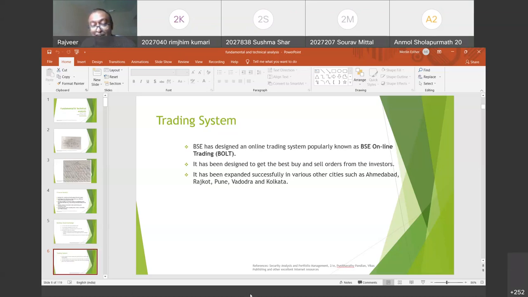On any given day, you take any particular stock, right? So let us look at moneycontrol.com. And let us look at Infosys, for example.